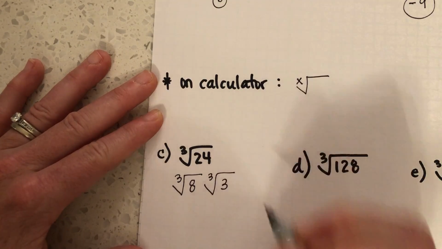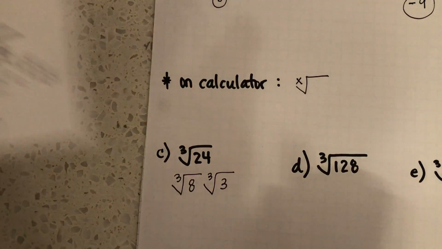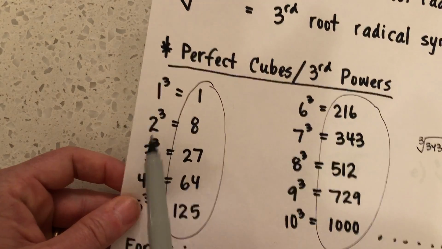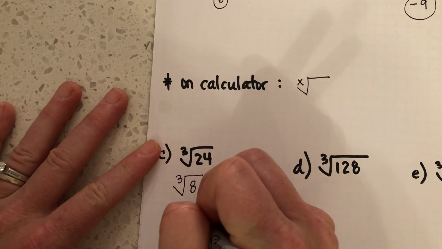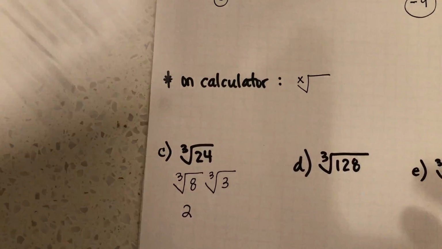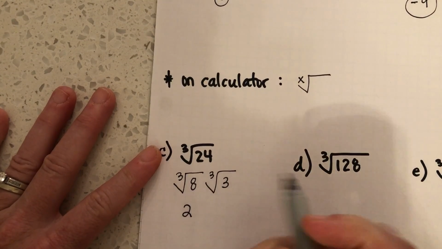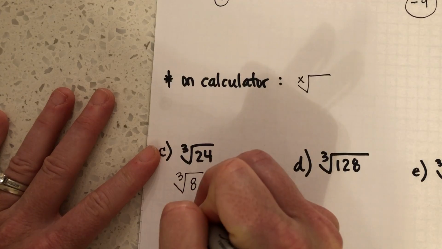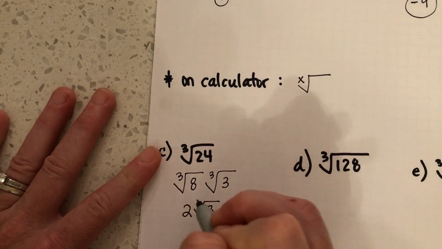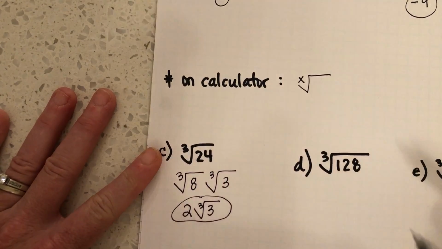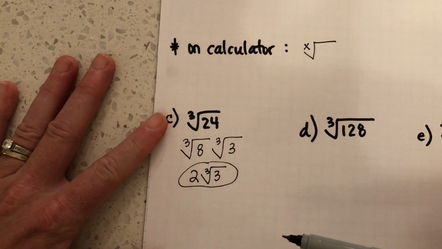3. So now you can take the third root of 8. The third root of 8 is 2. And then the third root of 3, well, again, 3's not on this list, right? So you can't take the third root of 3 and get a whole number. So he's your leftover that stays under the radical. And that is your simplified answer for the third root of 24.